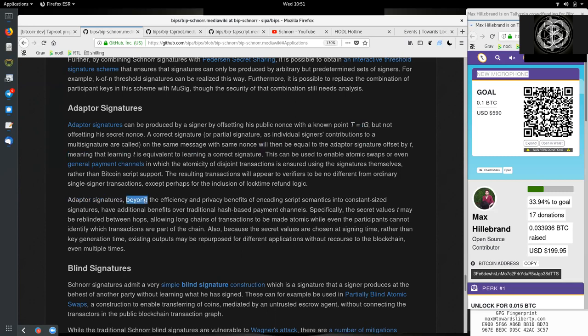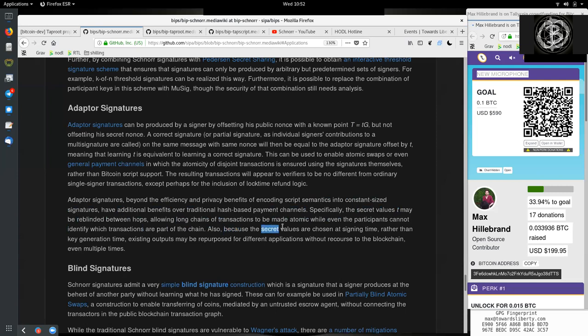Adapter signatures, beyond the efficiency and privacy benefits of encoding the script semantics into constant sized signatures, have additional benefits over traditional hash-based payment channels. Specifically, the secret value, T, may be reblinded between hops, allowing long chains of transactions to be made atomic, while even the participants cannot identify which transactions are part of the chain.